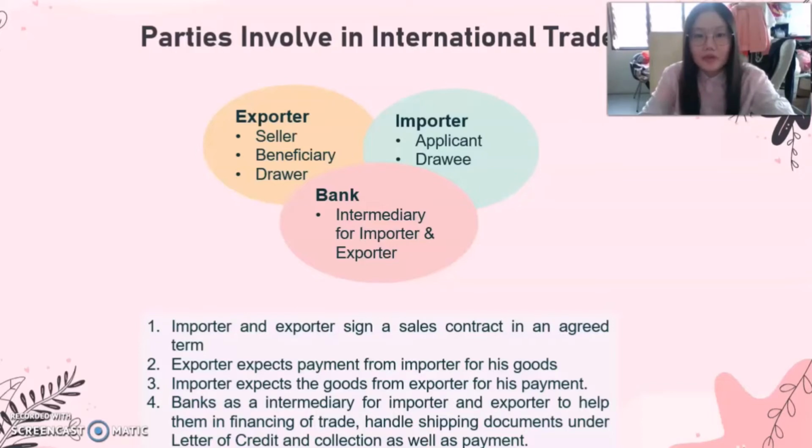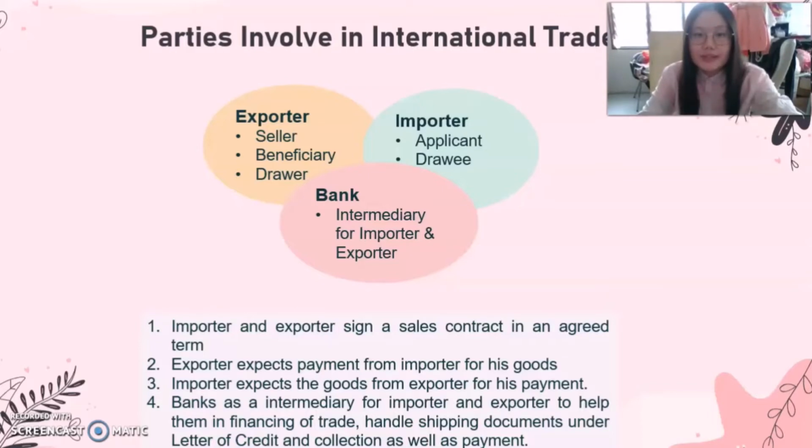I'm going to present topic 1, Introduction to International Trade, about the parties involved in international trade. The first party involved in international trade is the exporter, which is also called the seller, beneficiary, and drawer. An exporter is a wholesaler who sells to merchants or industrial consumers in foreign countries. The second party is the importer, which is also called the applicant and drawee. An importer is a person who imports goods into their country. The last party is the bank, which is also called an intermediary for exporter and importer.